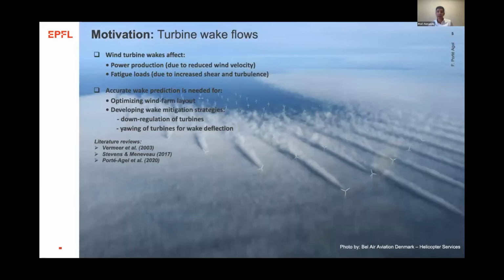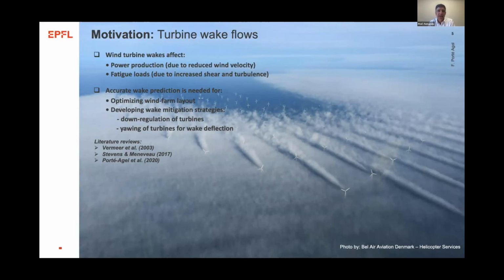Particularly challenging is the prediction of what we call the wind turbine wakes. I think many of you have seen a very similar picture of this wind farm, the Horns Rev wind farm. The conditions were just perfect so that there was condensation behind the turbines, and you could actually visualize the wake flows, which normally we don't see.